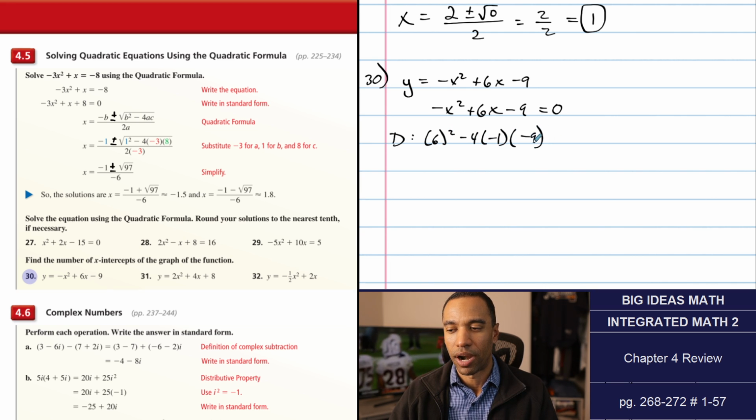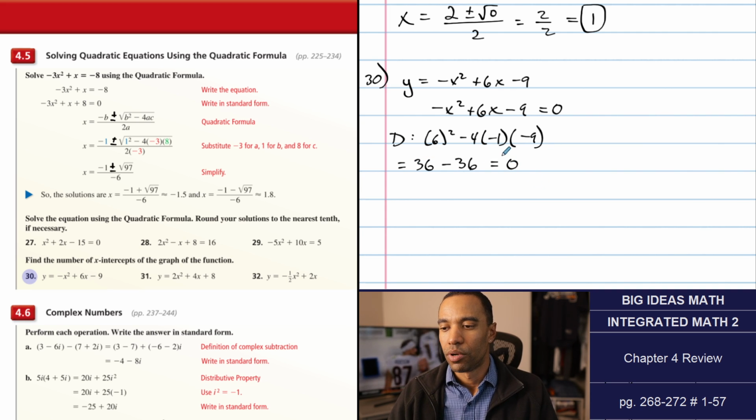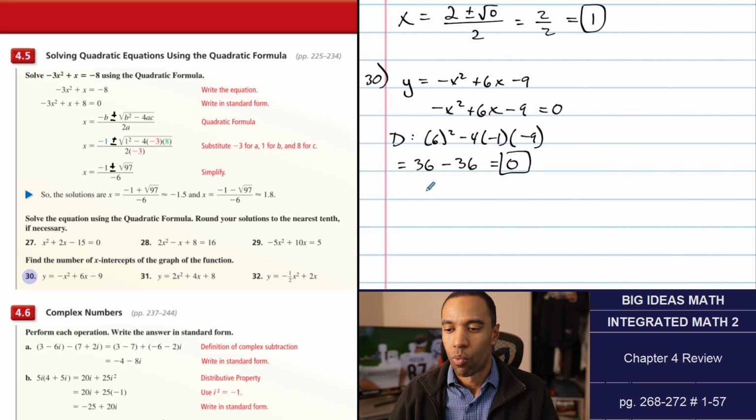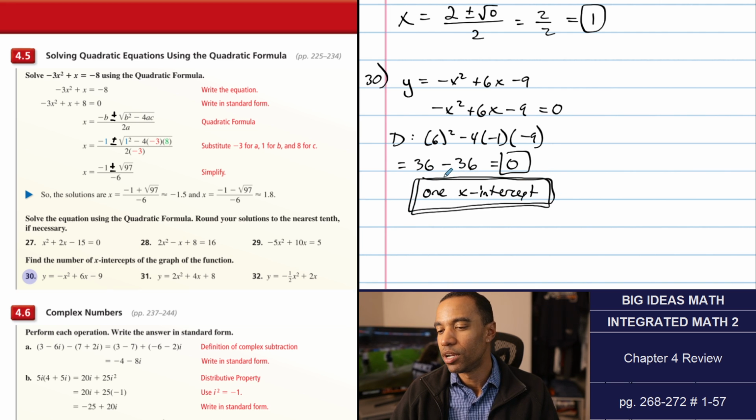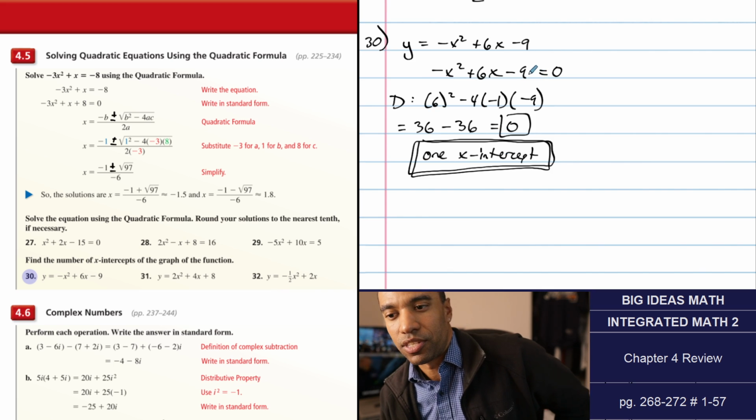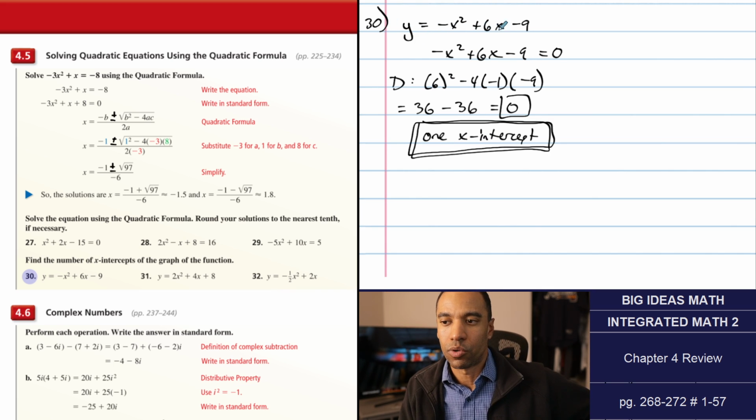I think this is a little more hectic, though. Now I have 3 negatives, but 3 negatives does mean subtraction. 36 minus 36 will give me 0. So a 0 discriminant means one x-intercept. There's one real solution. If there's one real solution, there's only one place it crosses the x-axis. We've seen that graph before. It's where a vertex crosses the x-axis. And that's exactly what this graph would have done.